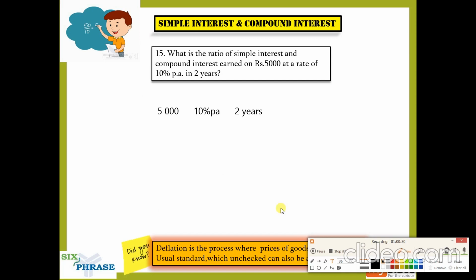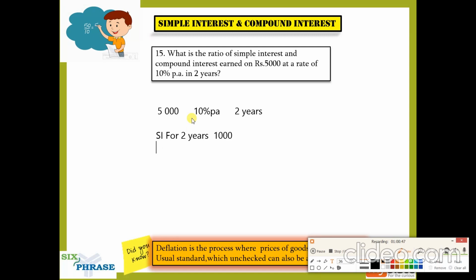Let's find the simple interest, guys. Simple interest is simple, right? So SI for 2 years: for 1 year SI is 10 percentage of 5,000, which is 500. So SI for 2 years is 1,000.